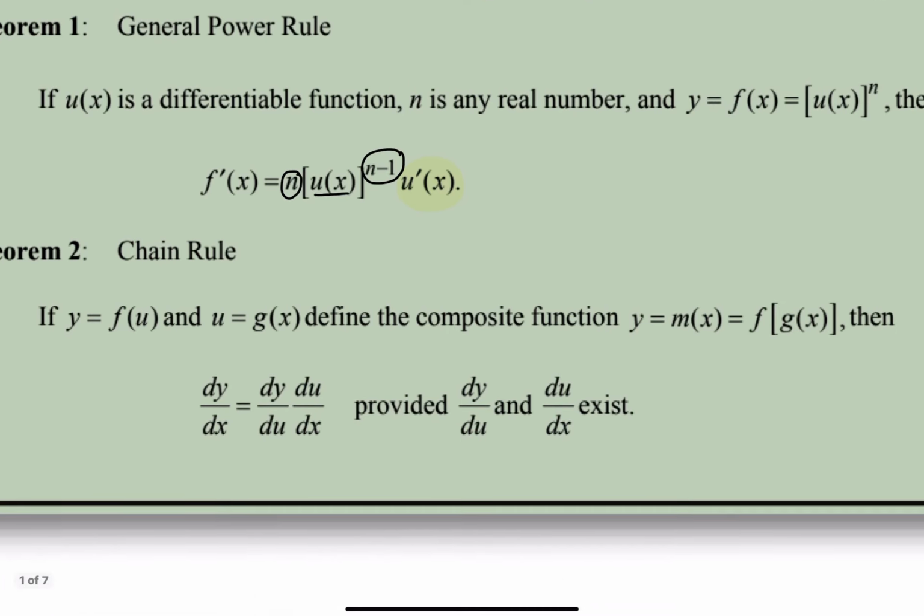And again, chain rule, we are trying to find dy by dx here. And how do I find dy by dx? I will differentiate the function y with respect to u, and I'll differentiate u with respect to x. Keep in mind this is composition, so I have two functions here. One is f of x and the other one is g of x.